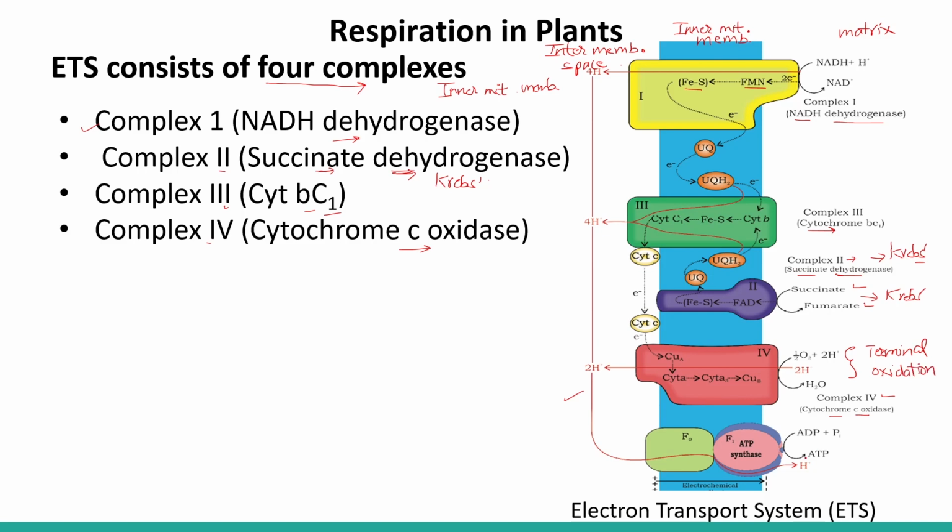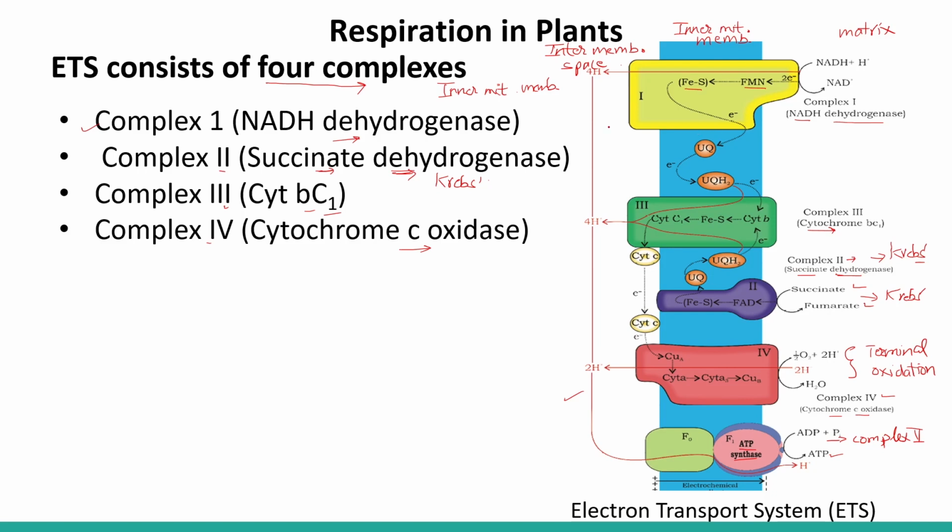Okay. And then we have complex 5. This is also known as, or sometimes called, complex 5. The complex 5 name is ATP synthase and it is involved in the generation of ATP. Now you can see there is a transfer of electrons.